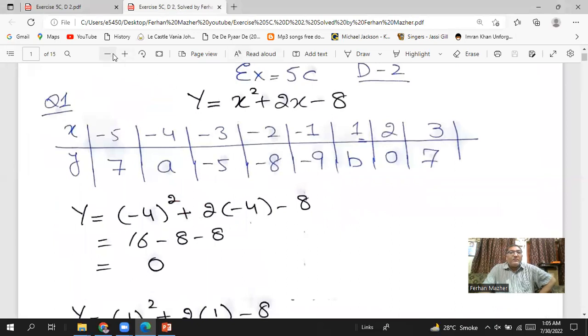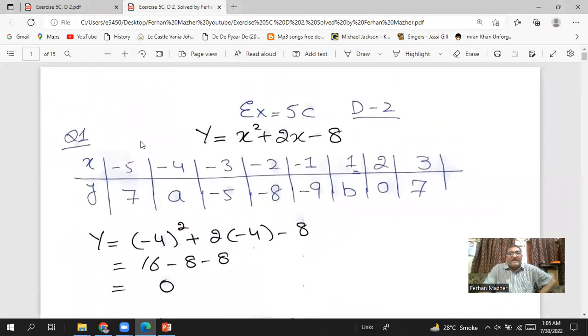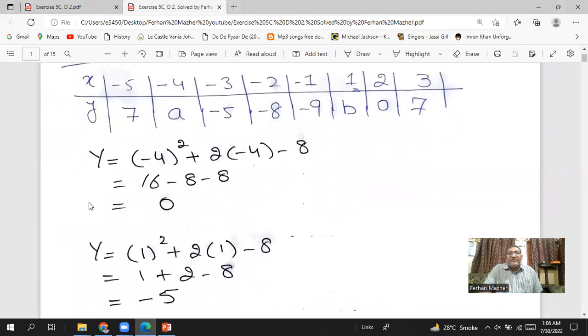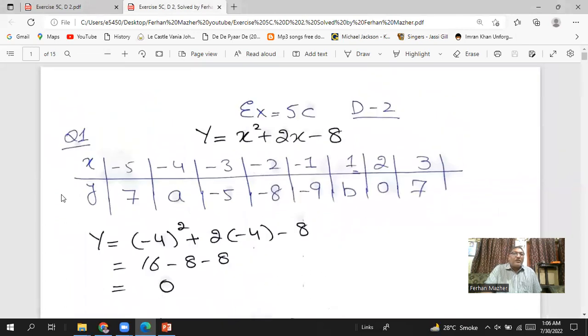Here we go. So this is that equation, y equals x squared plus 2x minus 8. In the place of x, I will substitute minus 4. So in your calculator, you will write bracket start minus 4 bracket close squared plus 2 bracket start minus 4 bracket close minus 8 equals, and that will be 0. So the value of a is 0.